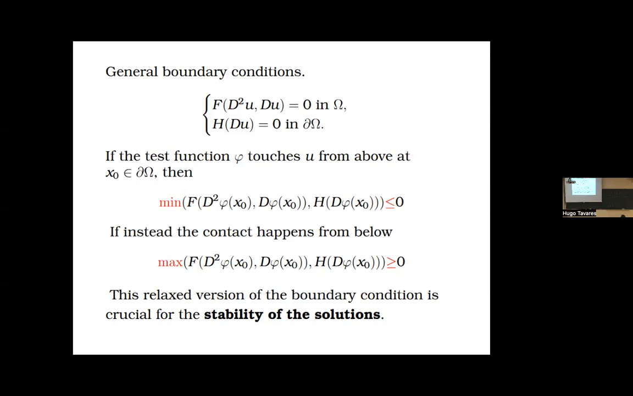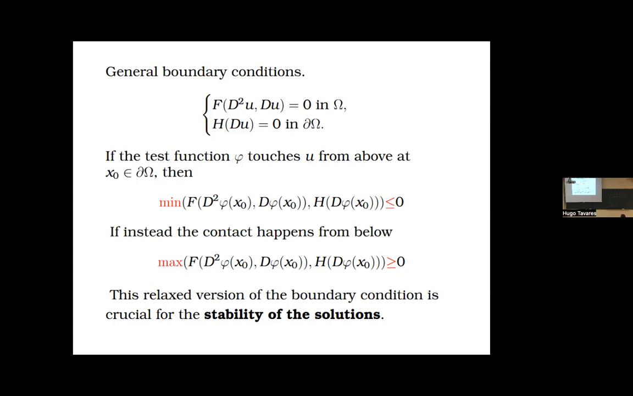at the interface. So again, the idea is that you have a test function phi that touches U from above. So you're testing here for subsolutions. Then, if the point falls in the interior of omega, well, you need to check that this is less or equal than 0.